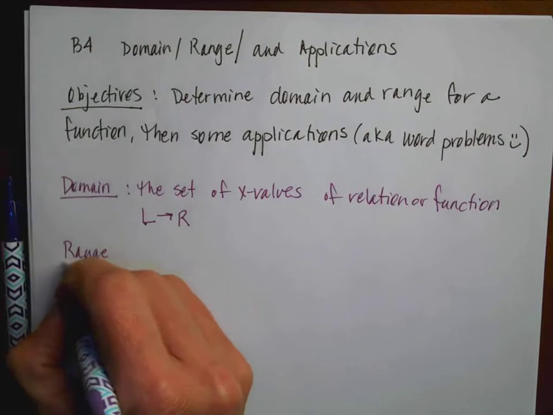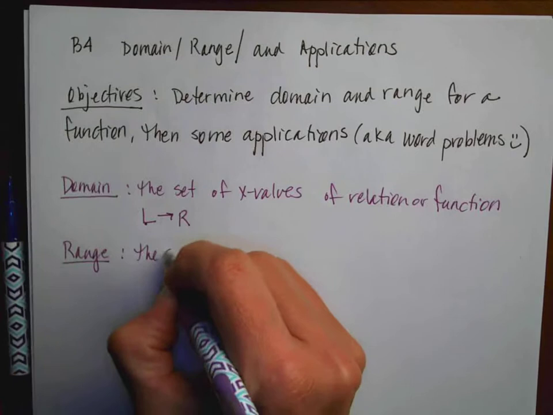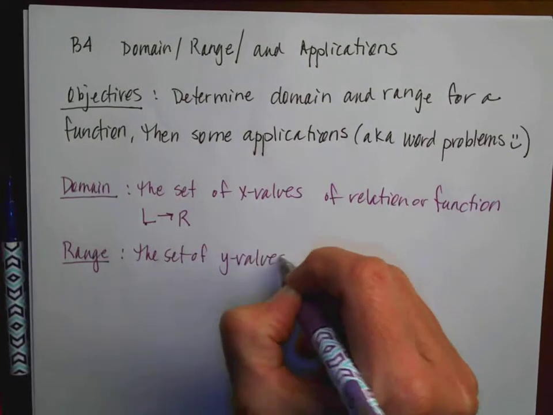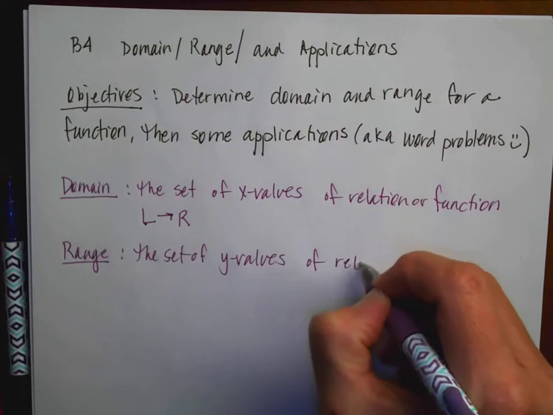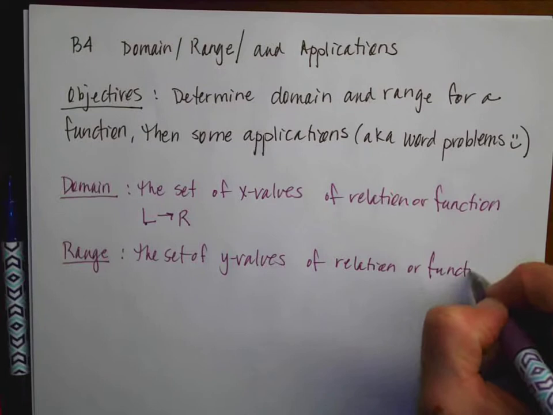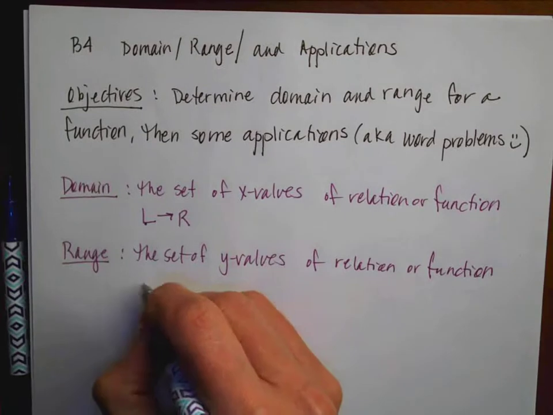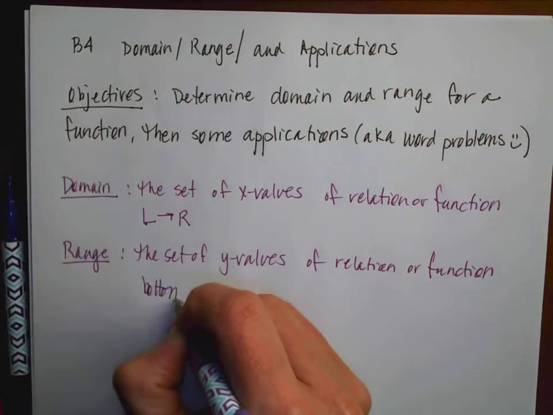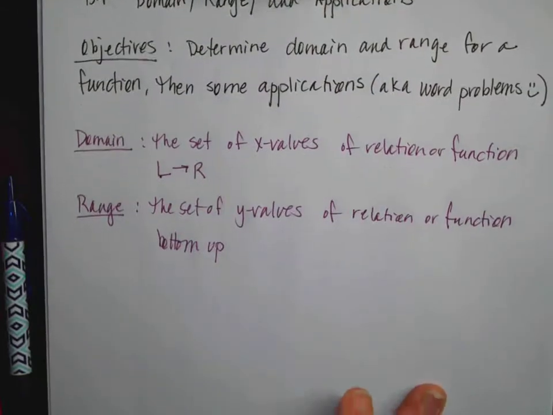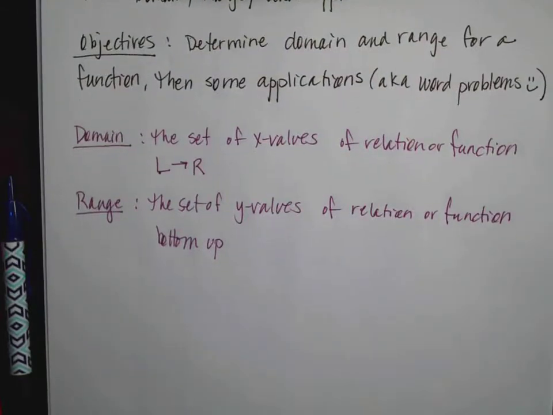Range is going to be the set of y values of a relation or function. And range is read from the bottom up. Okay? So domain is read left to right. Range is read from the bottom up.